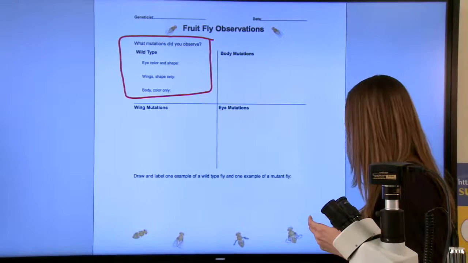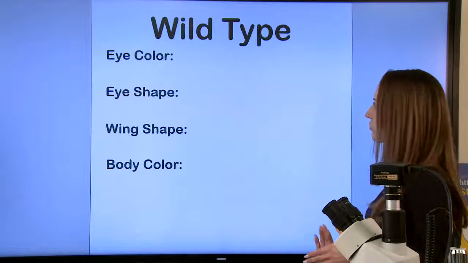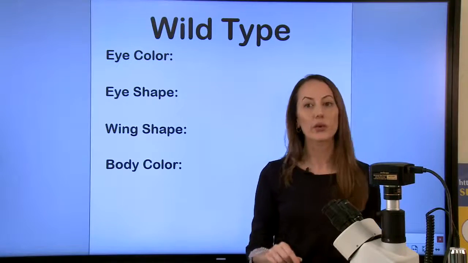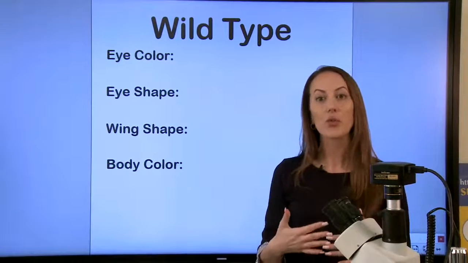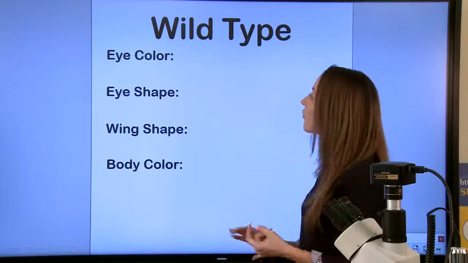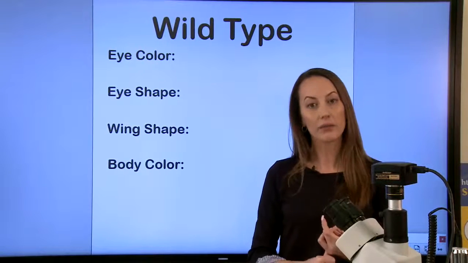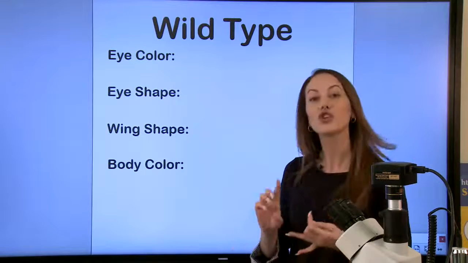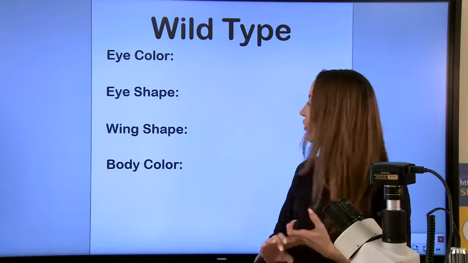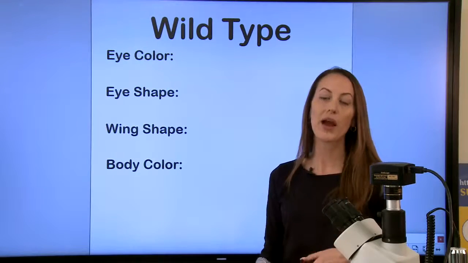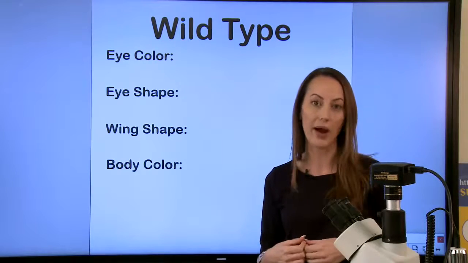And I'm just going to zoom in a little bit more. So there's going to be 4 traits we're going to be looking at when it comes to the wild type fruit flies. The first one is going to be their eye color. The second one is the shape of their eyes. Third one is going to be wing shape. And the last one is the color of their body.